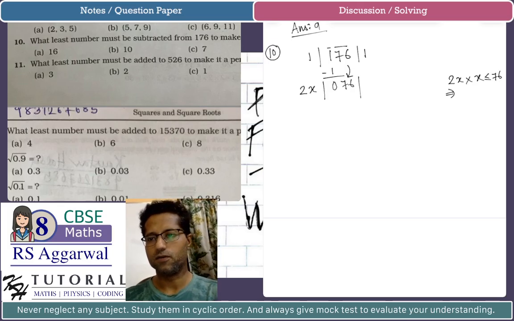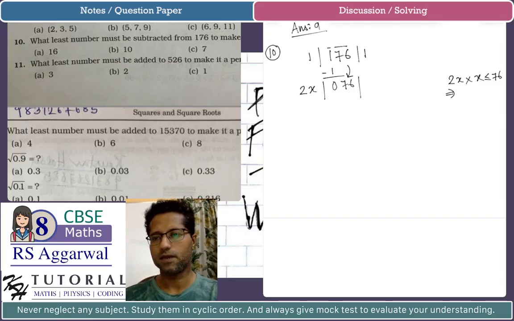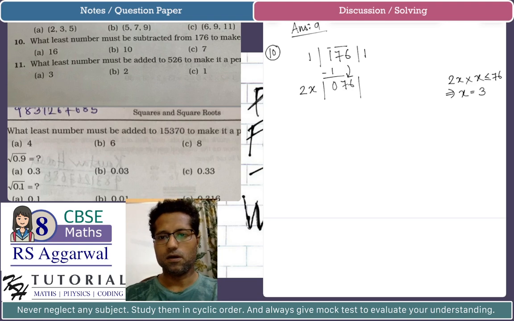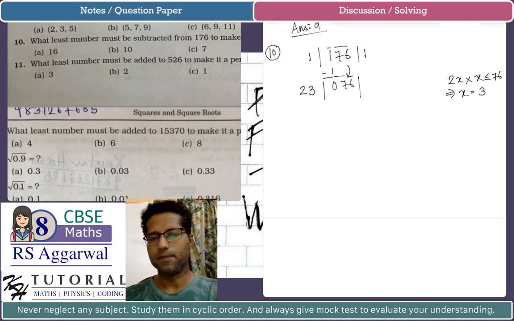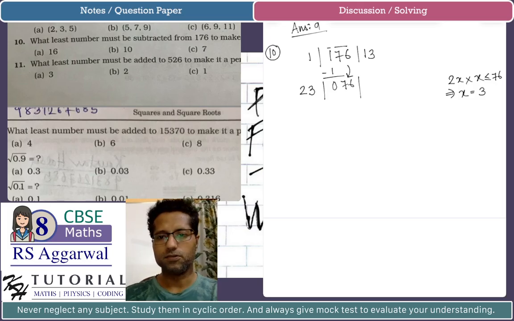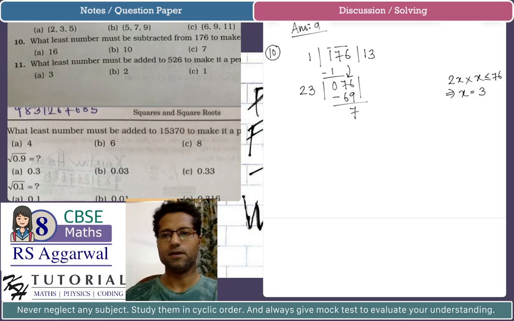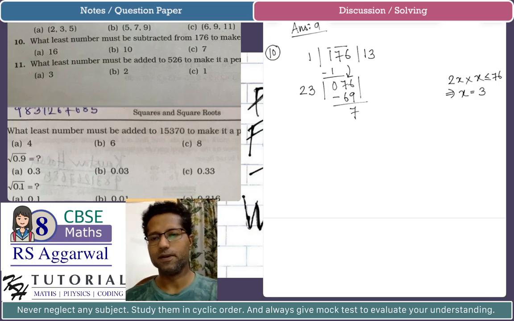So what can x be? x can be 3. Can x be 4? No. So x is equal to 3, and we put x equals 3 over here, and 3 gets appended to the quotient, and 23 multiplied by 3 is 69. We subtract that from the current dividend, and we have 7 as the remainder, and there are no more periods. So 7 is the remainder.